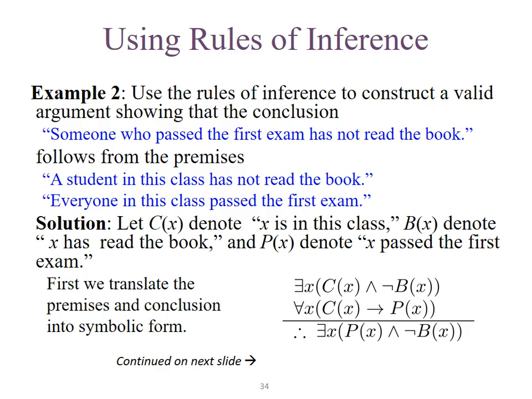And everyone in this class has passed the first exam. For all x, if x is a student of the class, then x passed the first exam. Now we have the conclusion. Some student passed the first exam and has not read the book. So for some x, Q of x and not P of x. Next, we apply rules of inference to prove the conclusion based on the given premises.